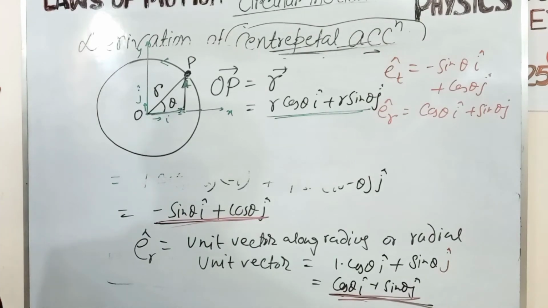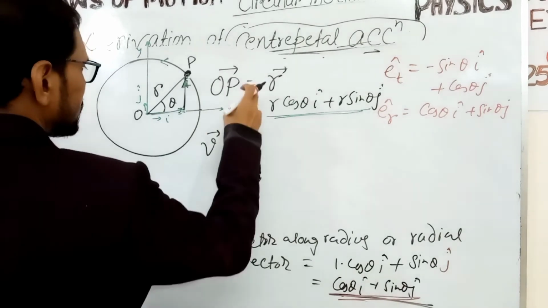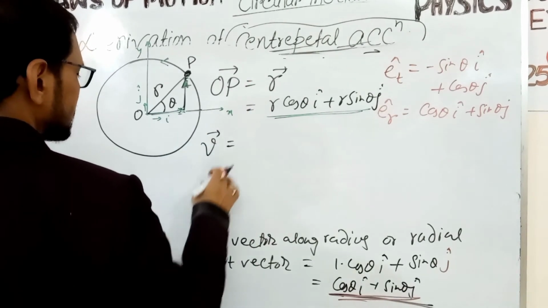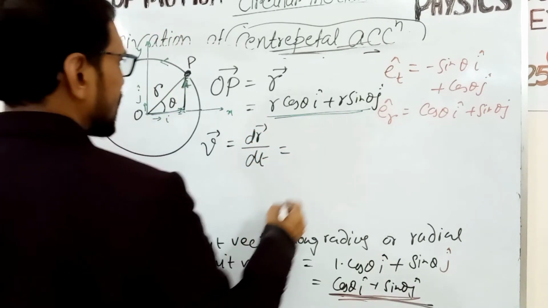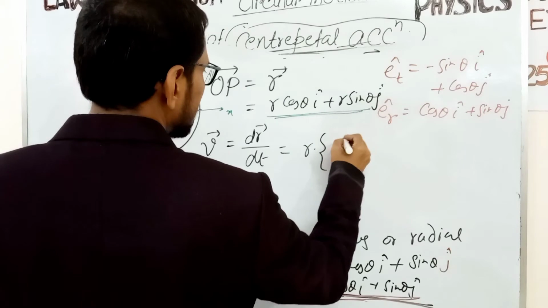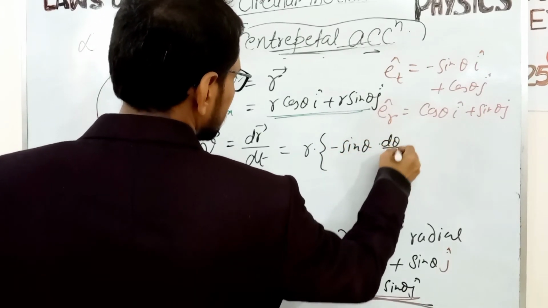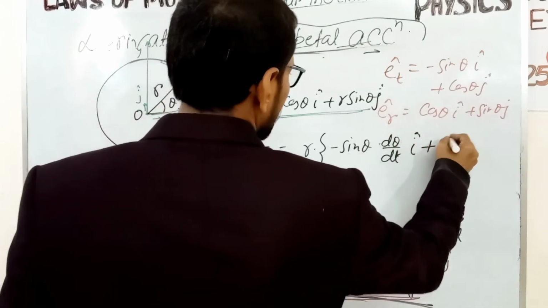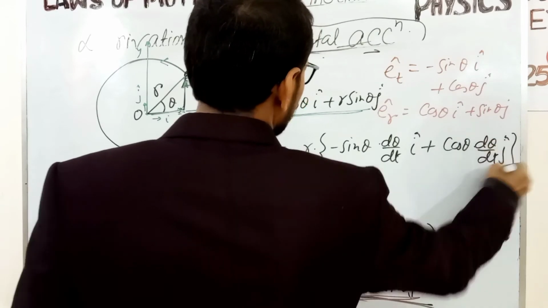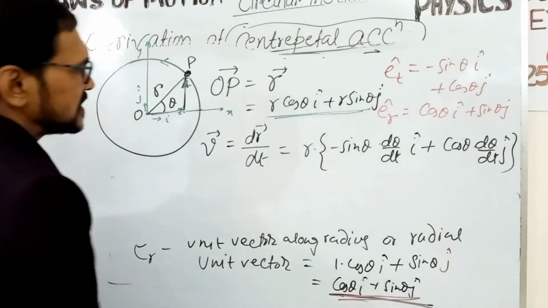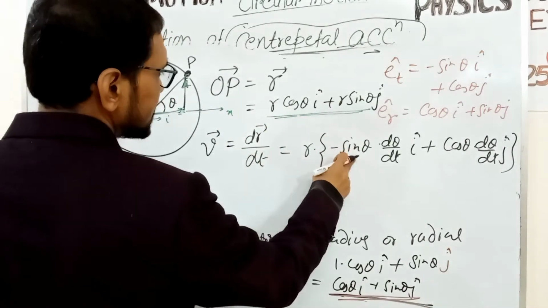Now what is the velocity? If we get the position vector of any point, then velocity equals dr by dt, which is equal to, r being constant, the derivative of cos theta is minus sin theta into d theta by dt i, plus cos theta into d theta by dt j. You have already learned the basic derivatives. The derivative of cos theta is minus sin theta.